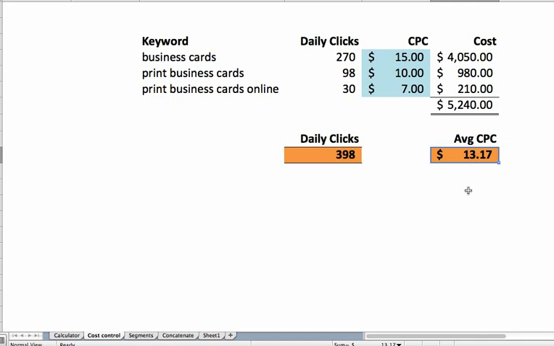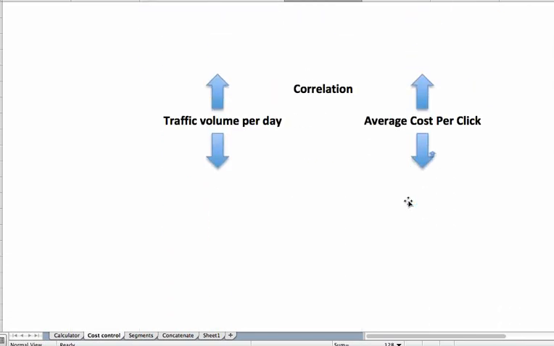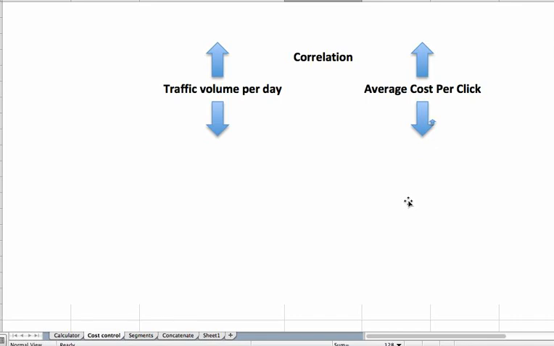Now you need to bring your cost down. One of the ways to do that is to pause your higher cost keywords. So let's say we paused these keywords. I'm simply going to delete them from the formula. The cost will go to 0, and what we will find is our cost per click drops down to $9.30, but so does our volume because we have eliminated a high volume keyword. And so what we have seen here is that there's a very clear relationship between traffic and cost.